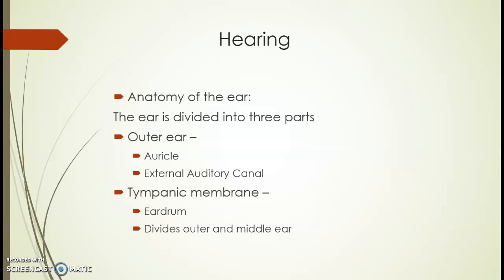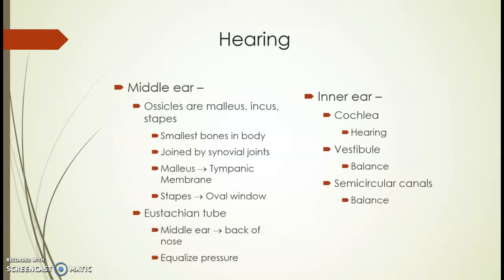The tympanic membrane, more commonly known as the eardrum, is a thin layer of tissue that divides the outer ear from the middle ear. Next is the middle ear, which consists of the ossicles, 3 small connected bones called the malleus, incus, and stapes, and the eustachian tube.